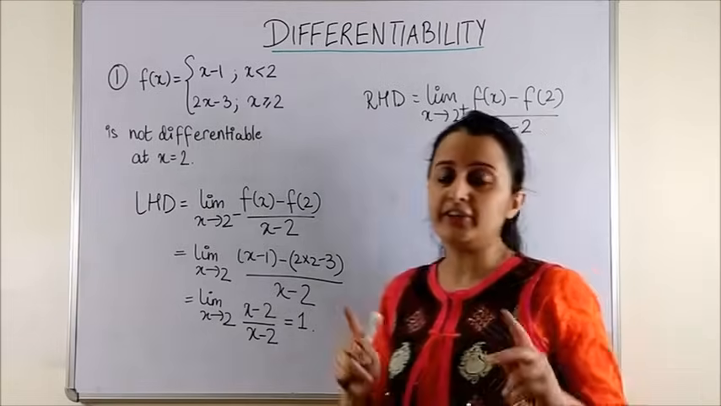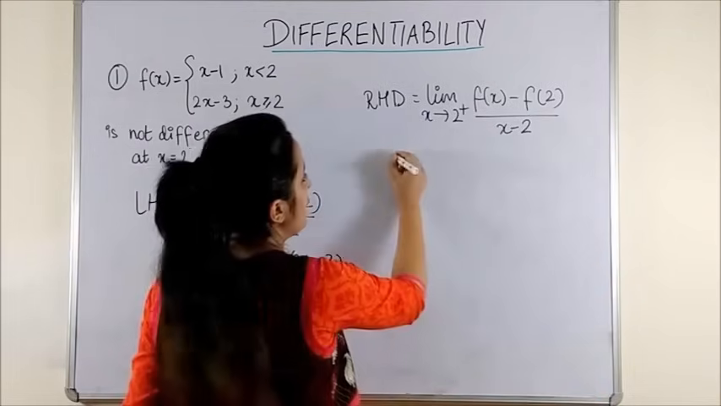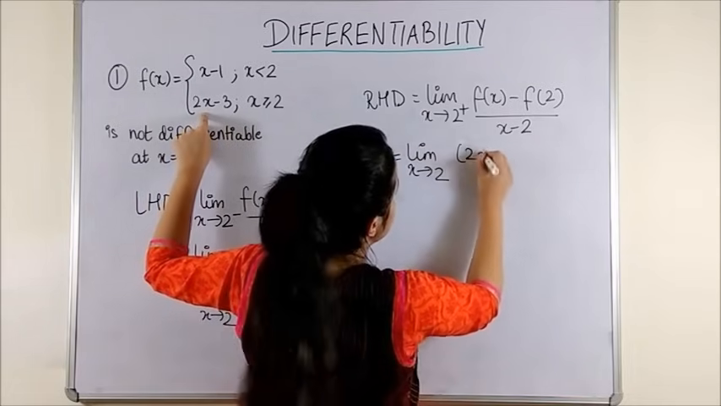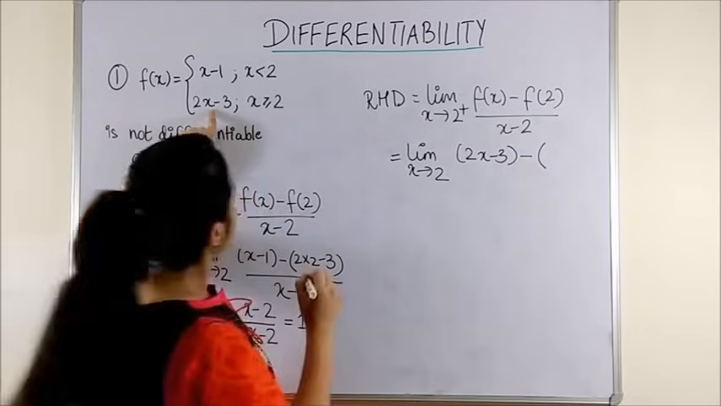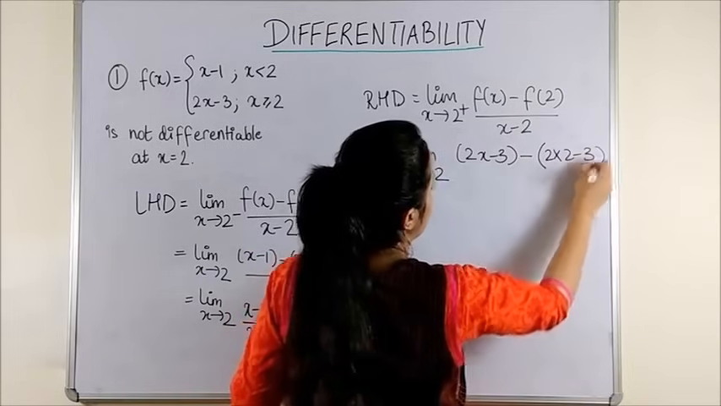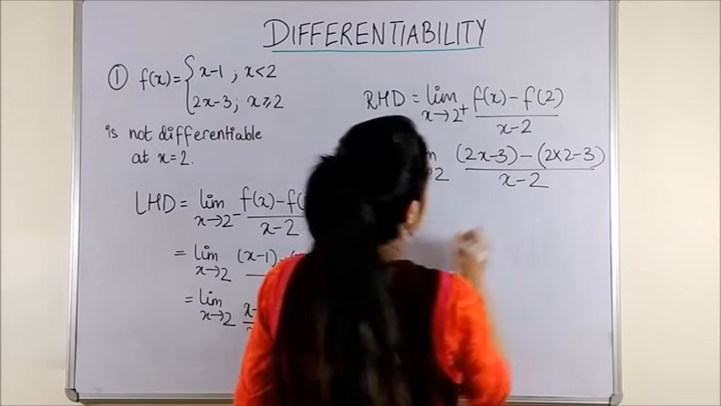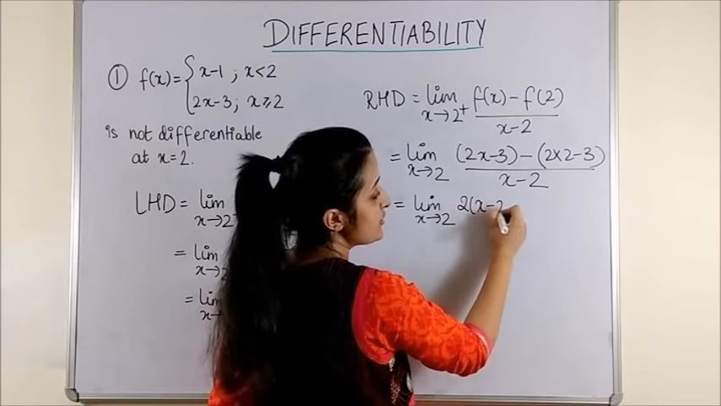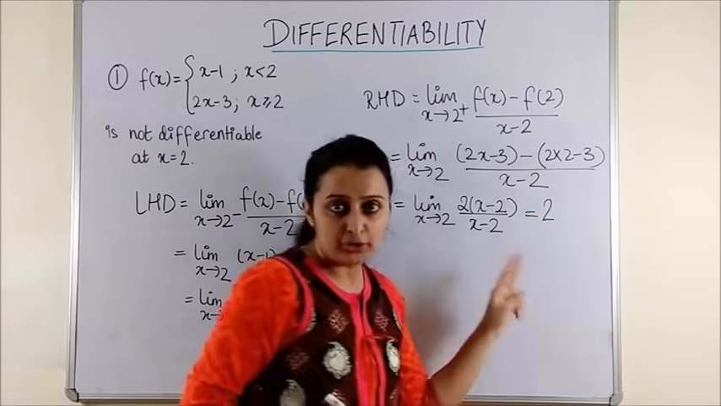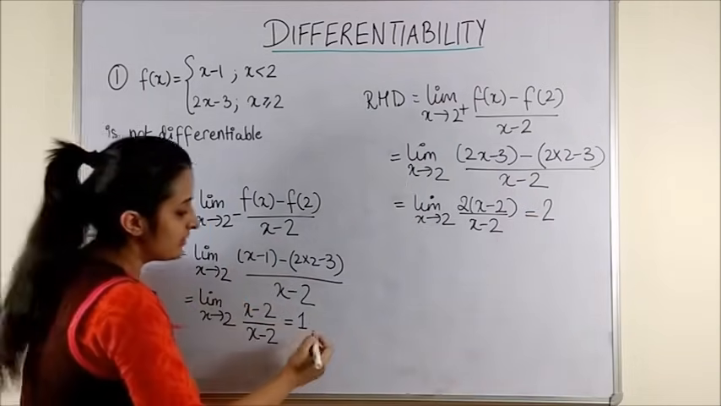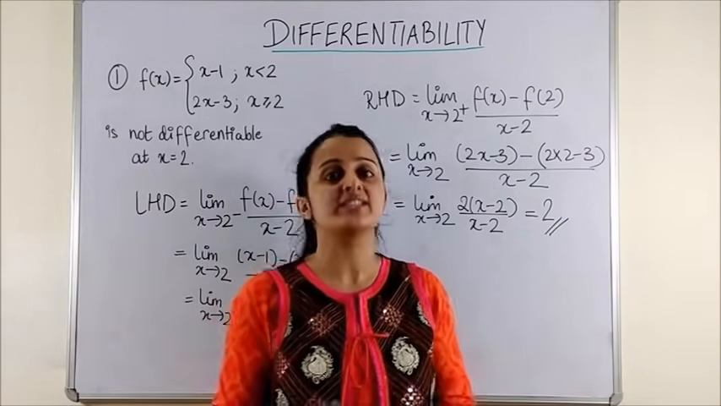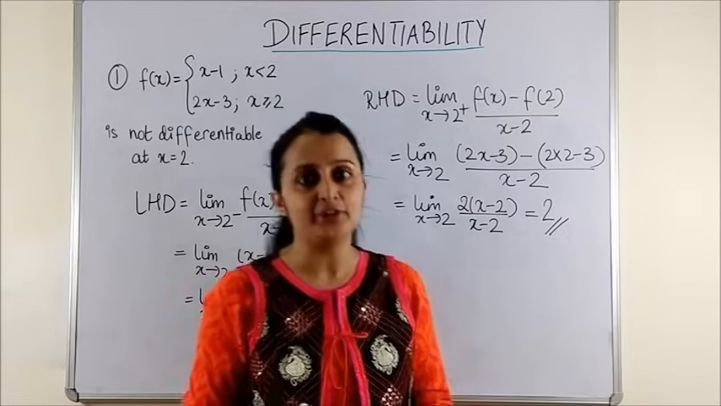Now similarly, talking about the right hand derivative, let's substitute for the values. You get 2x minus 3 minus f(2), which is once again 2 into 2 minus 3, upon x minus 2. On simplifying, you get twice of x minus 2 upon x minus 2, which gives us the answer 2. As LHD at 2 is 1 and RHD at 2 is 2, therefore the function is not differentiable at the point 2.